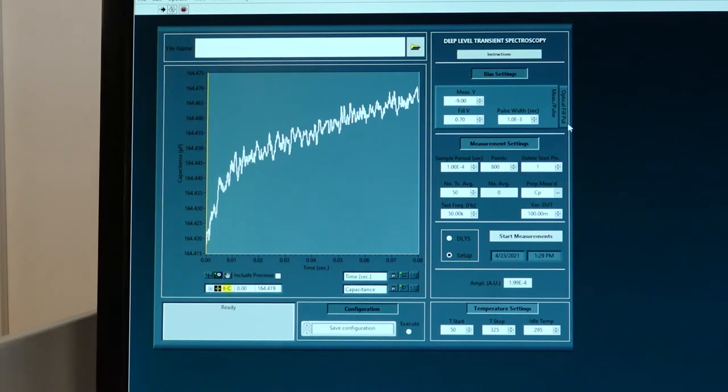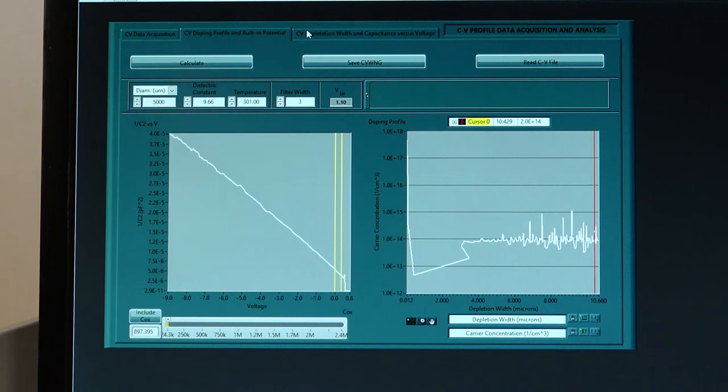Now the next thing is to set the temperature of the measurement. So in order to set temperatures, we have to pour in liquid nitrogen, which will allow us to scan temperatures from 77 kelvins and heat up using this temperature controller up to 600 kelvin. So we saw the DLTS parameter settings.